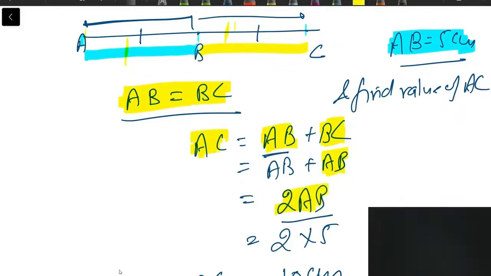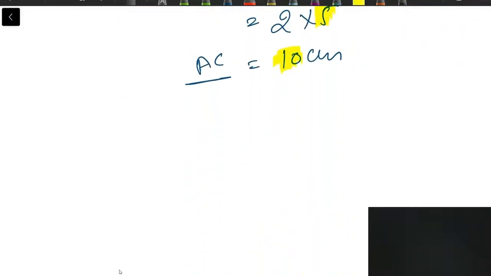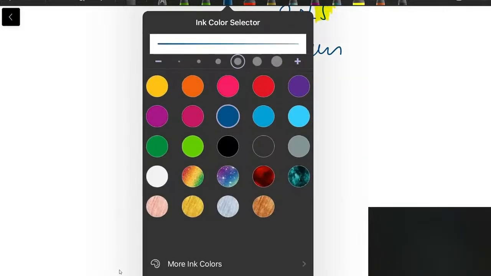Clear? Now, what is the length of this AB? AB length is 5 centimeter. Here we have 5 centimeter. So we put the value of AB here, 5 centimeter. When we multiply, the final result is 10 centimeter. So the length of this AC is 10 centimeter. Clear? So now we'll move to another point.